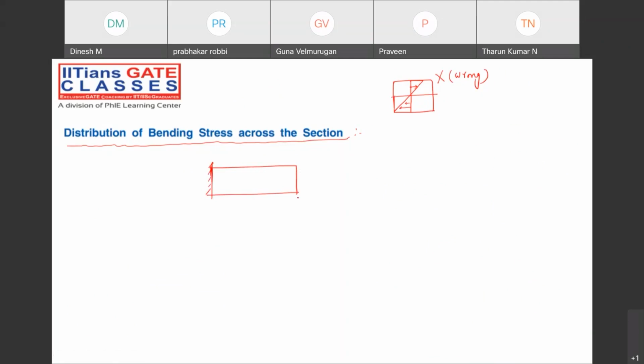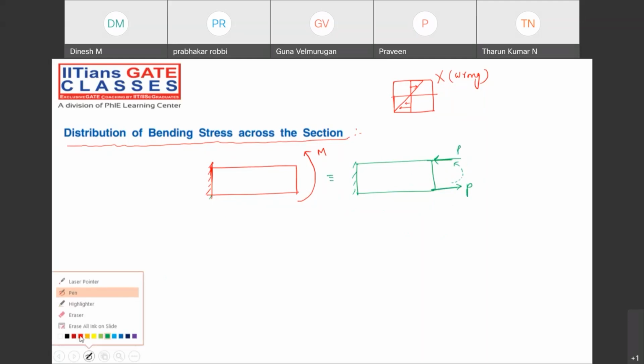Suppose you apply the loading condition like this. I'm applying a sagging bending moment and the distribution will be something like this. P and P amount of load I apply such that it creates the moment in this direction, which I have shown in the left-hand side figure. Now what will happen if I cut it on this cross section? To resist this, I apply the load like this, and this magnitude will keep on decreasing.